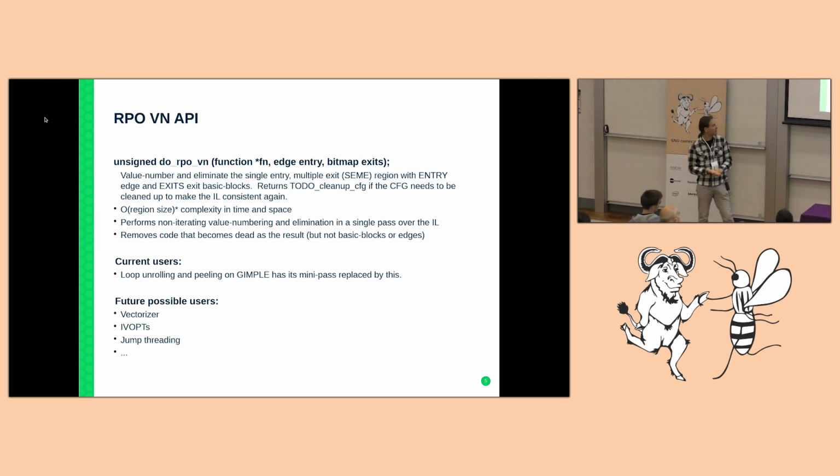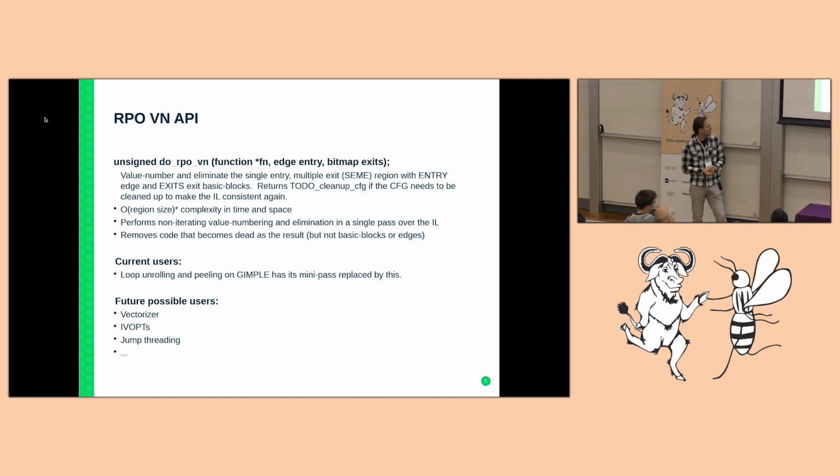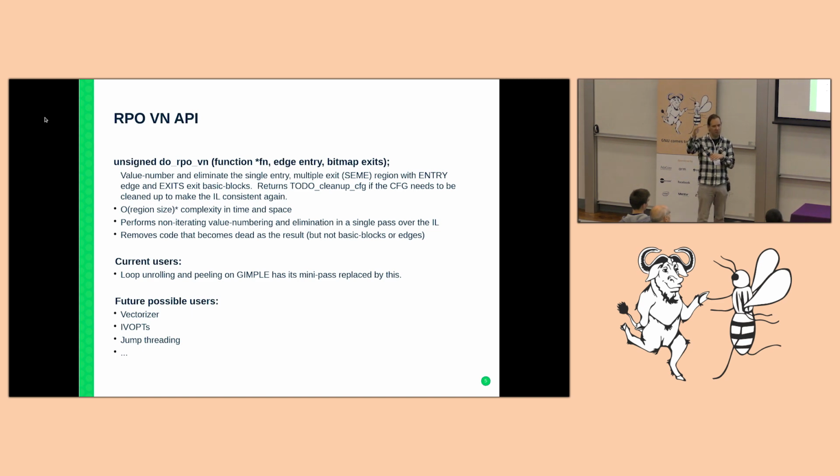So the code is now on trunk, and there's currently a single user of the region API, which is the loop unroller. So I removed this mini path doing the constant propagation and instead do value numbering of the containing loop body when a loop was unrolled or peeled. So that when we then try to decide whether to unroll that containing body, we have a good estimate of its size.